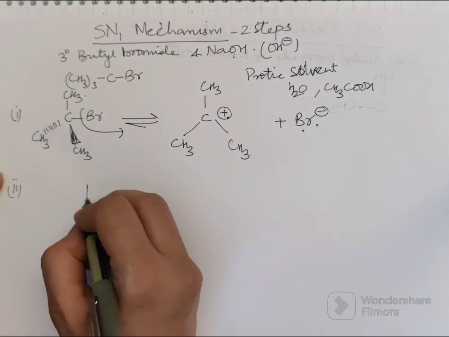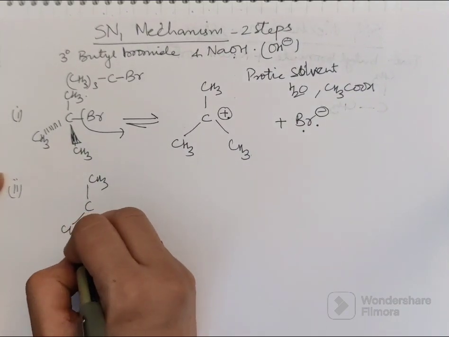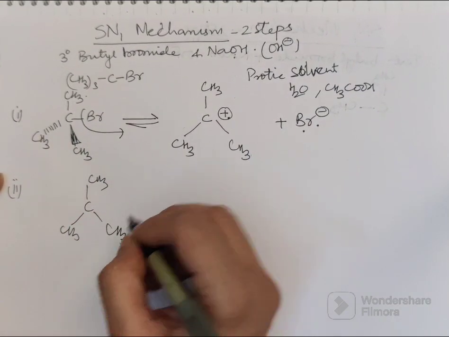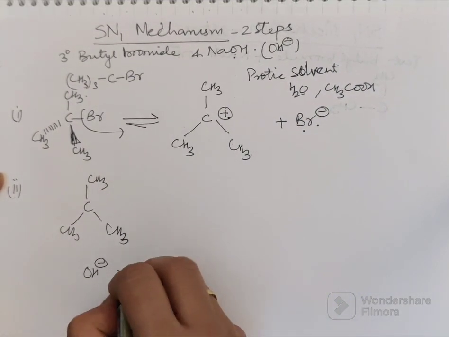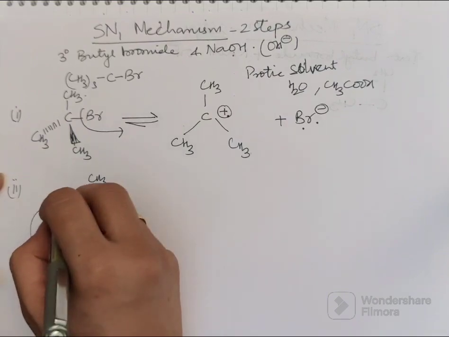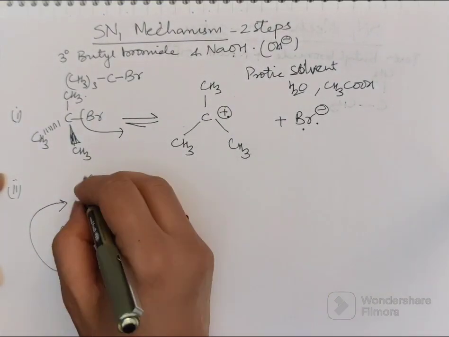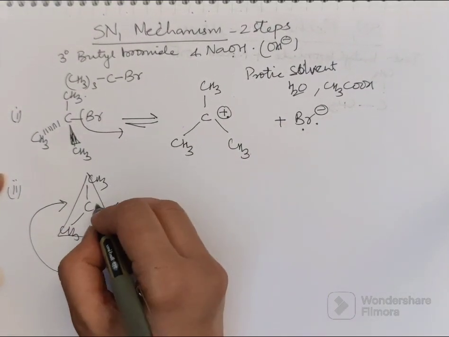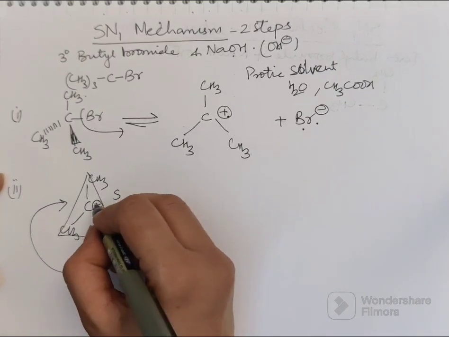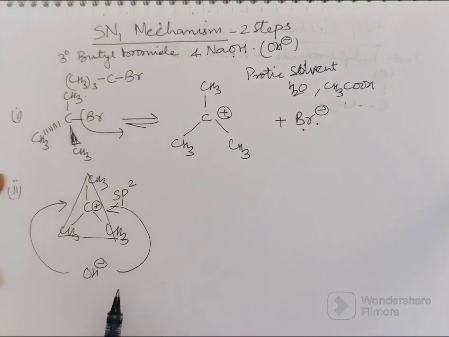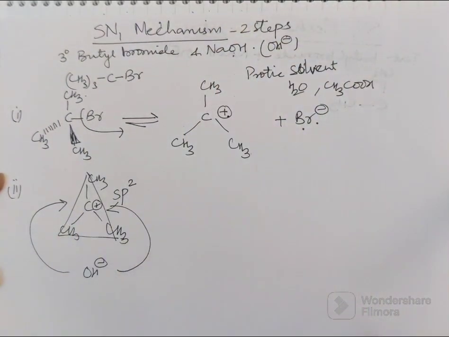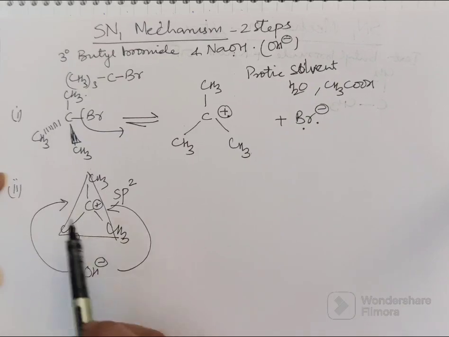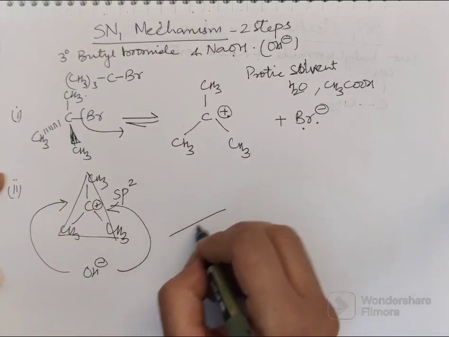Second step, you have the carbocation and now the nucleophile attacks. Now OH minus is the nucleophile. It can attack from the right hand side as well as the left hand side. Why? Because this carbon atom, which is plus, is sp2 hybridized. It is trigonal planar, a planar species. So this can attack from the right hand side or left hand side, which means I'll get 2 products.